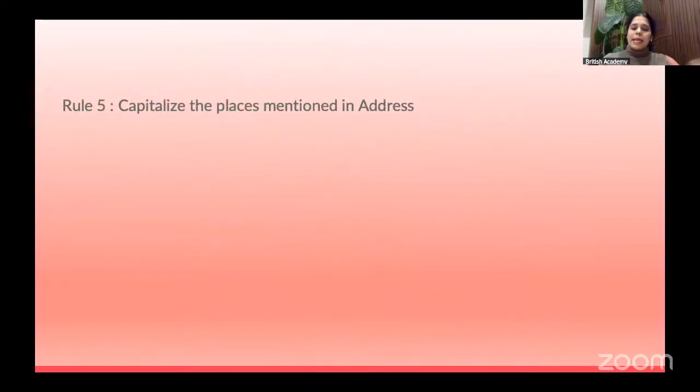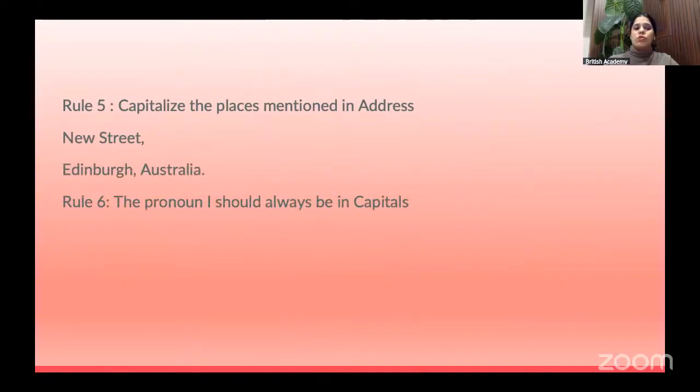Next, places mentioned in the address. When you're copying the address, most of the time they have been written in capitals, but make sure that places like Edinburgh, Australia, New Street are capitalized. Now, I cannot tell you the number of times I've corrected letters where I've seen the pronoun I written in small. So I request you, please cross-check this.